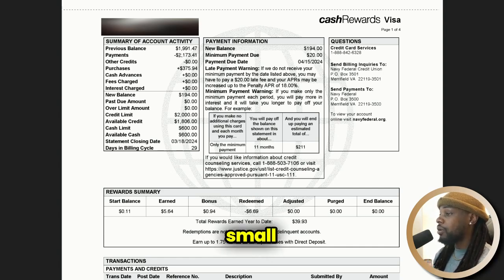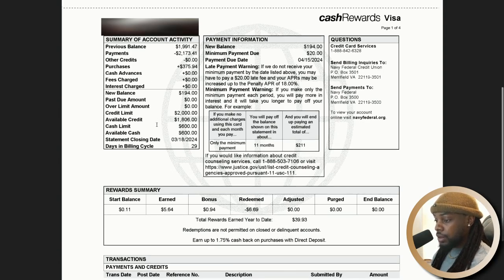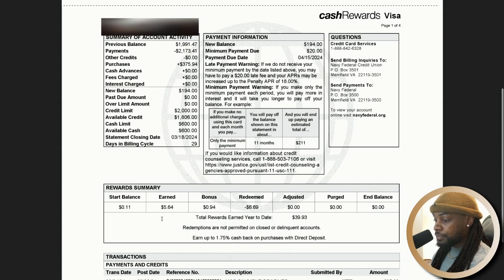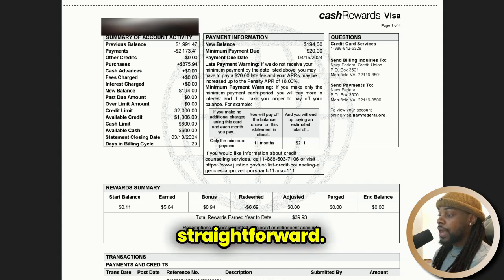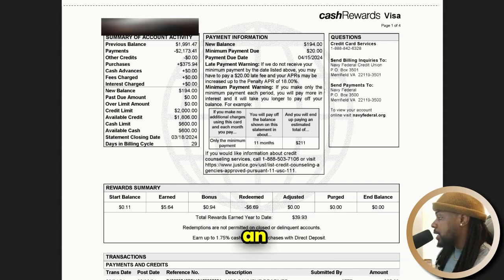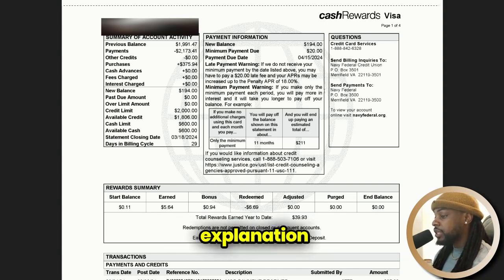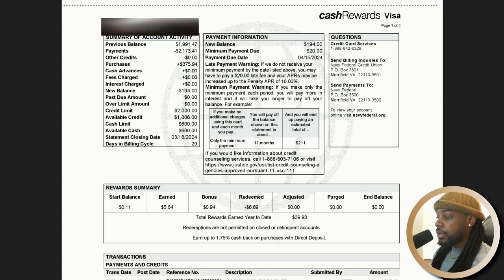That limit's kind of small and I spend a lot. If you can make my limit higher, that would help me. I kind of know how to make my case. But that's pretty much it. It's very, very straightforward. I hope that this was an easy explanation and it's not too confusing for you to understand.